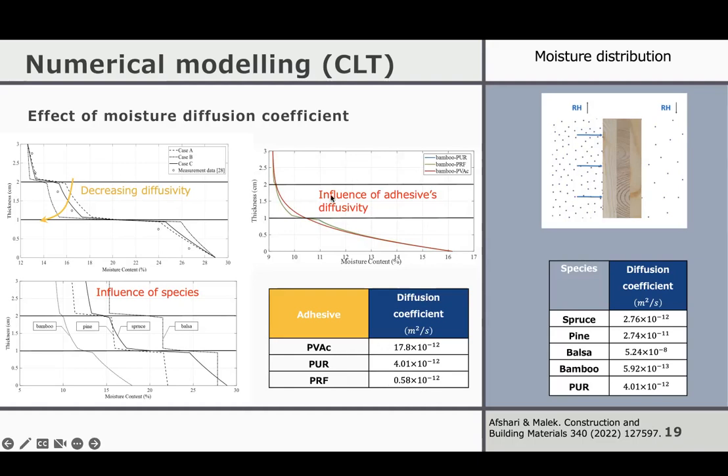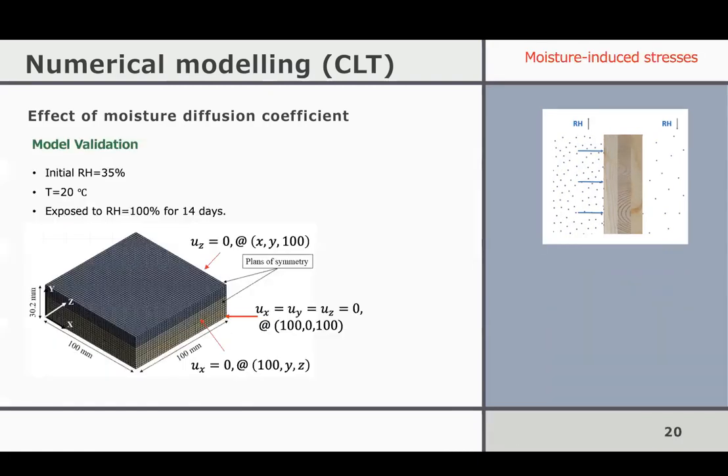Based on this parametric study, we found that PVAC, polyvinyl acetate, makes the product more uniform, so it expands more uniformly. Then we can also look at the stress development, and that's what we did here.